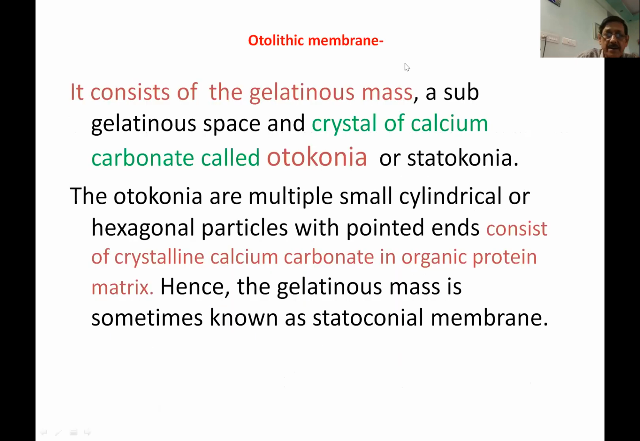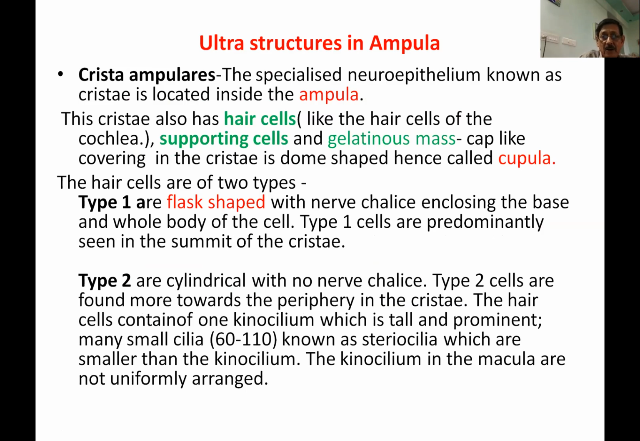The otolithic membrane consists of a gelatinous mass in a subgelatinous space containing crystals of calcium carbonate known as otoconia or statoconia. The otoconia are multiple small cylindrical or hexagonal particles with pointed ends, consisting of calcium carbonate with an organic protein matrix. Hence the gelatinous mass is sometimes also called the statoconial membrane, because of the particular shape of the otoconia. This is the ultrastructure of the macula.